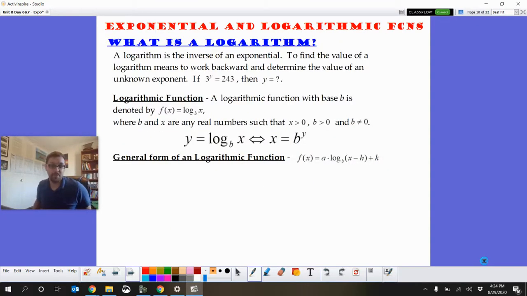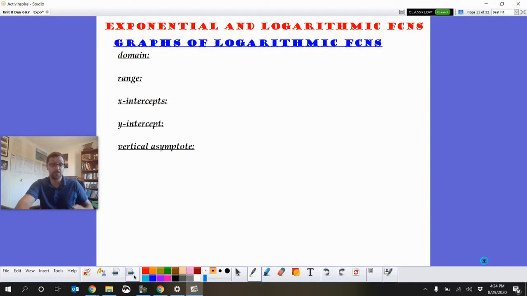Next, we got logarithms. So logarithms are the inverse of exponentials. So they're really just the reverse. So 3 to the what is going to be 243? That's what a logarithm is trying to do. And it has very similar properties to how exponentials work, but they're all reversed because that's how inverses work.